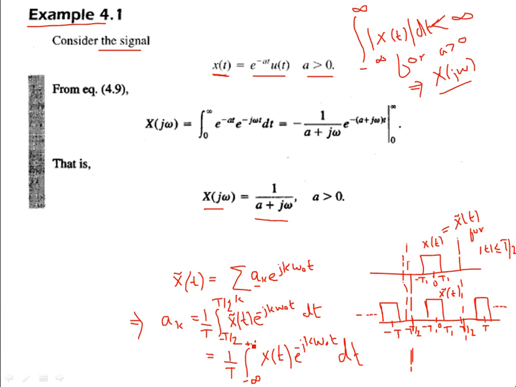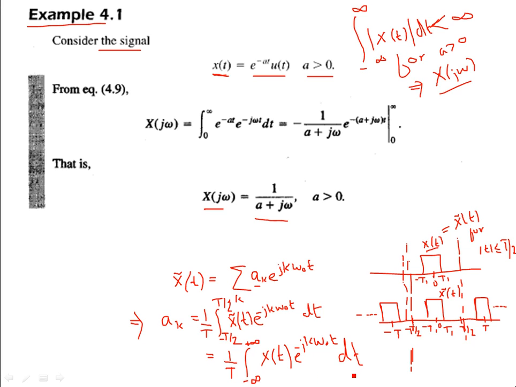Does this matter for an infinitely large periodic signal or aperiodic signal? So for x(t), integrating it from minus infinity to plus infinity is the same as integrating it from minus T1 to plus T1. That's where x(t) is existent. It's non-zero, right? So that in general is the case.